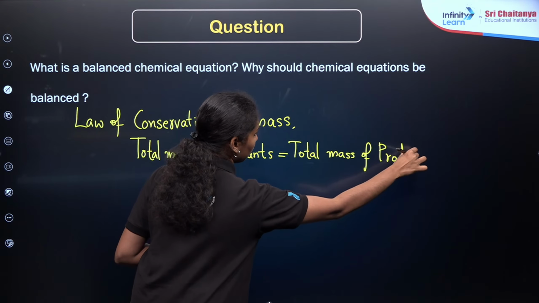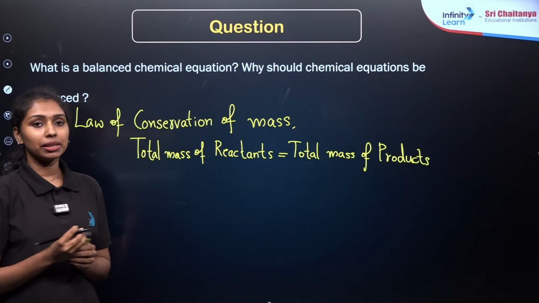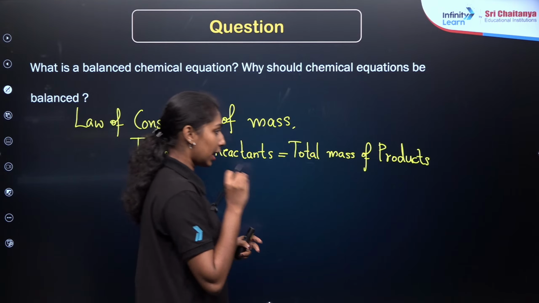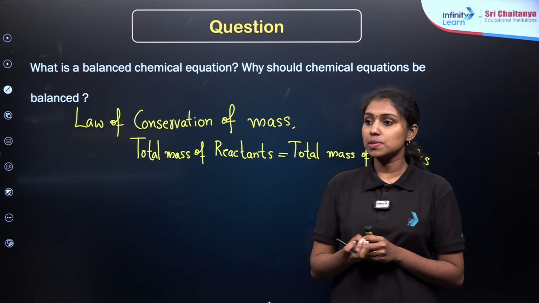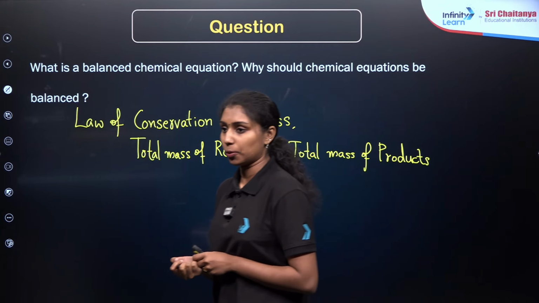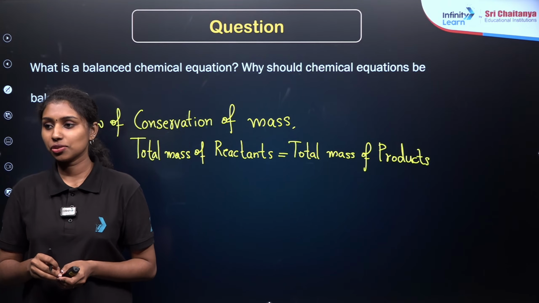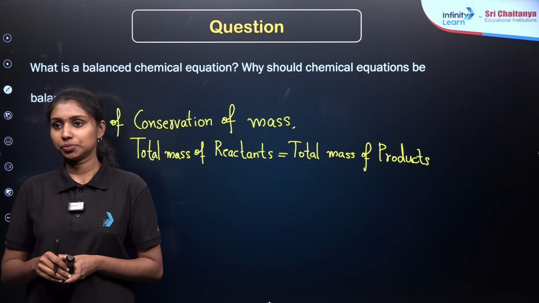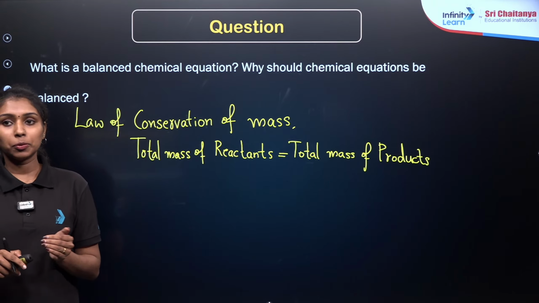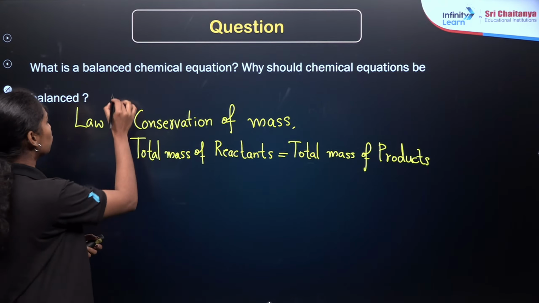So in order to follow the law of conservation of mass, we use the balanced chemical equation. We can define the balanced chemical equation as the equation in which the mass of the reactants is always equal to the mass of the products. I hope you understand. Yes, Durgeshwar, you are correct. Depending upon the marks, you can give the answers. Maybe this will be a 2 marks question.